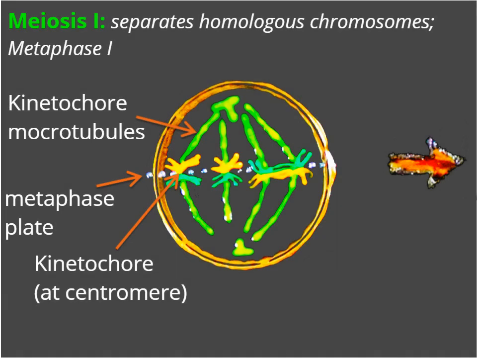Metaphase I. Key features. Pairs of homologous chromosomes are now arranged at the metaphase plate, with one chromosome of each pair facing each pole. Both chromatids of one homolog are attached to kinetochore microtubules from one pole. The chromatids of the other homolog are attached to microtubules from the opposite pole.